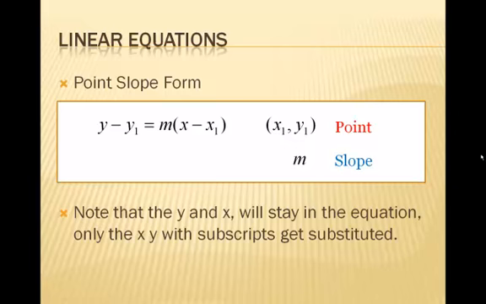Point-slope form looks like this: y minus y1 equals m times the quantity x minus x1. The way you want to read it is that the point is x1 and y1, the coordinates of that point, and m is the slope. You may notice there are also a couple of other x's and y's in there, and they do not have subscripts. Those x and y stay in the equation, and we don't touch them whatsoever. We substitute values for x1, y1, and the slope, and the other x and y just stay where they are.